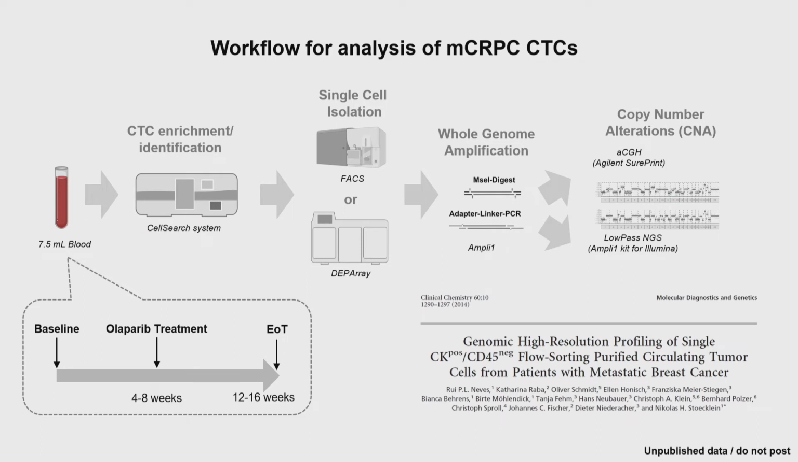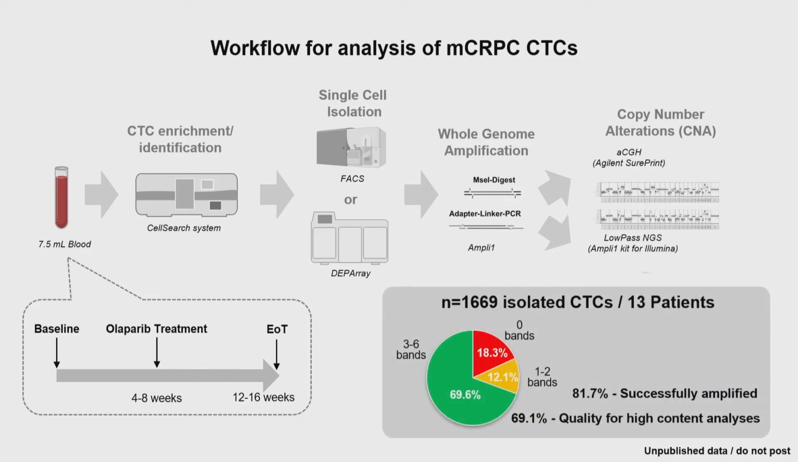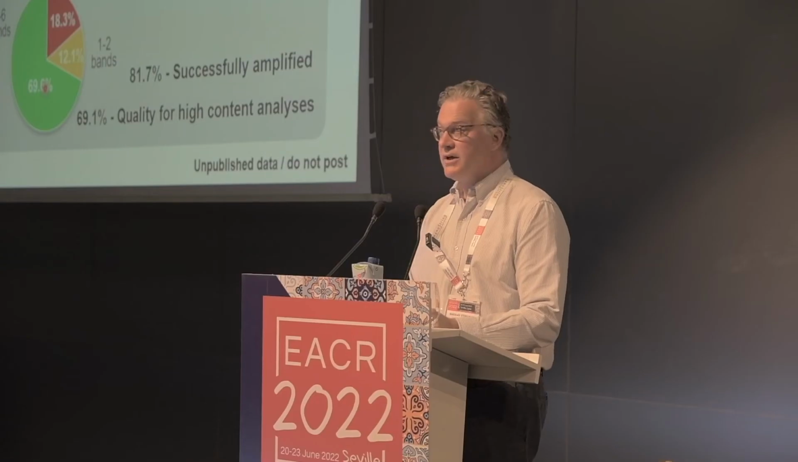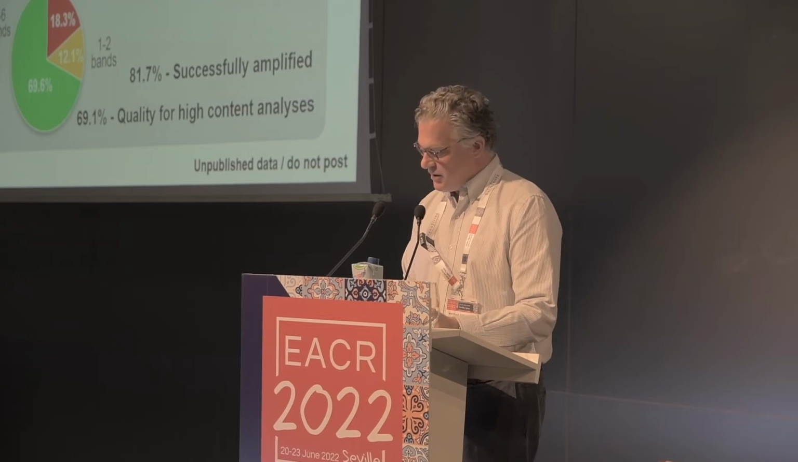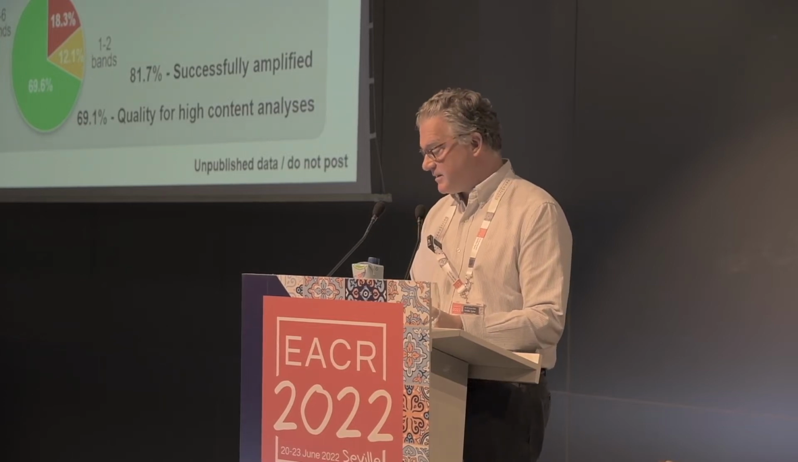So in the clinical study, blood samples were taken at 3 time points in the UK: baseline, under treatment, and at the end of the treatment. The CTCs were determined in the UK, and then the cartridges of positive patients were sent to us in the lab, and we then isolated the cells. We could isolate more than 1,600 cells, and around 70% of them had high quality to perform such comprehensive genomic analysis on the single-cell level.